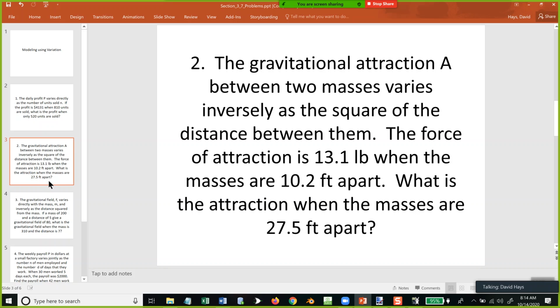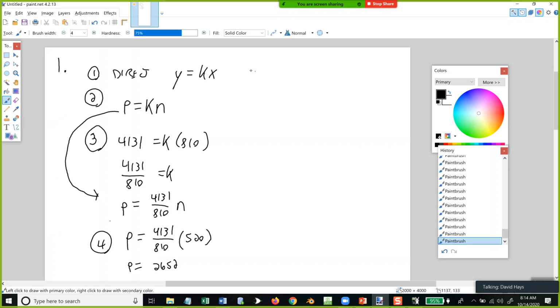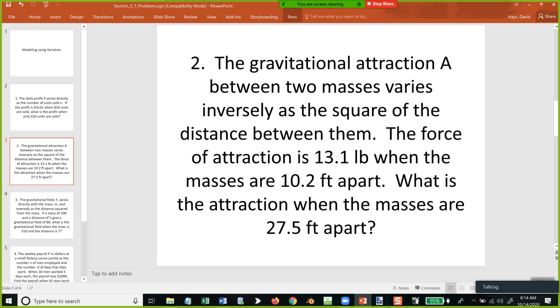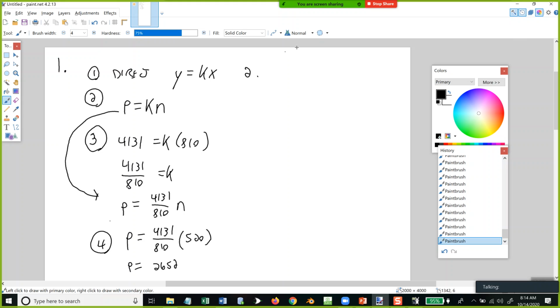Now problem number 2. The gravitational attraction A between two masses varies inversely as the square of the distance between them. So step 1 is to look for what type it is. It says inverse. And that's of the form y is equal to k over x. Now the inverse part is always the part that goes down in your denominator.